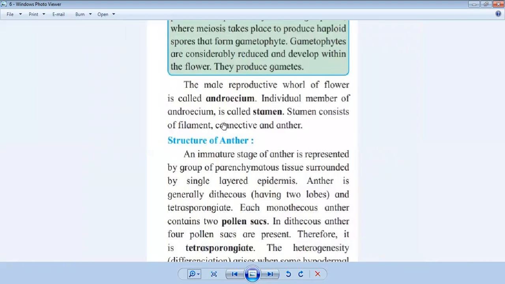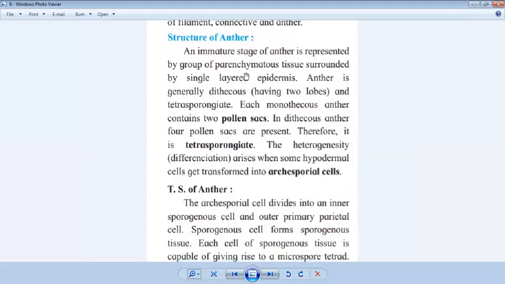Individual members of the androecium are called stamens. Stamens consist of the filament, connective and the anther. Let's look at the structure of the anther.